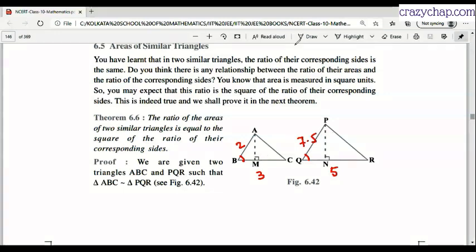No, sir, because the side ratios are not equal. You will have to check all the combinations. You cannot compare 2 with 7.5 and 3 with 5. Yes, you can compare, but because you are not getting equal side ratios, it doesn't mean they will not be equal. You will have to check other combinations. So check 2 with 5. That is 2:5. That's fine.